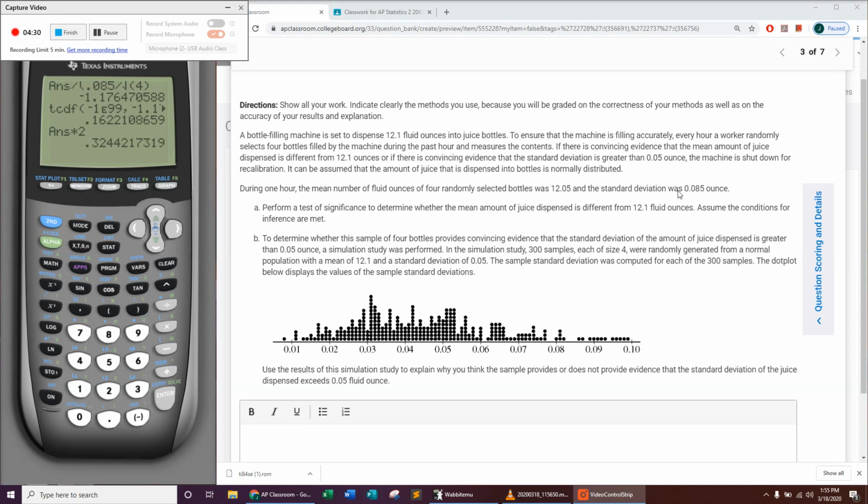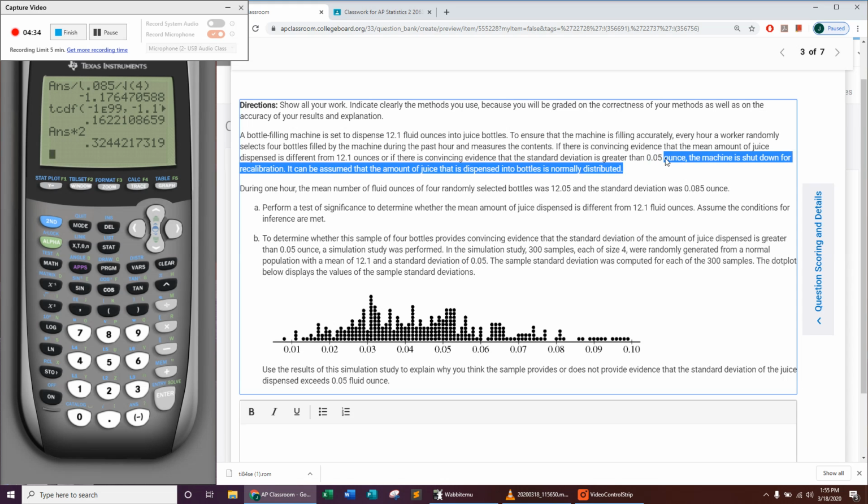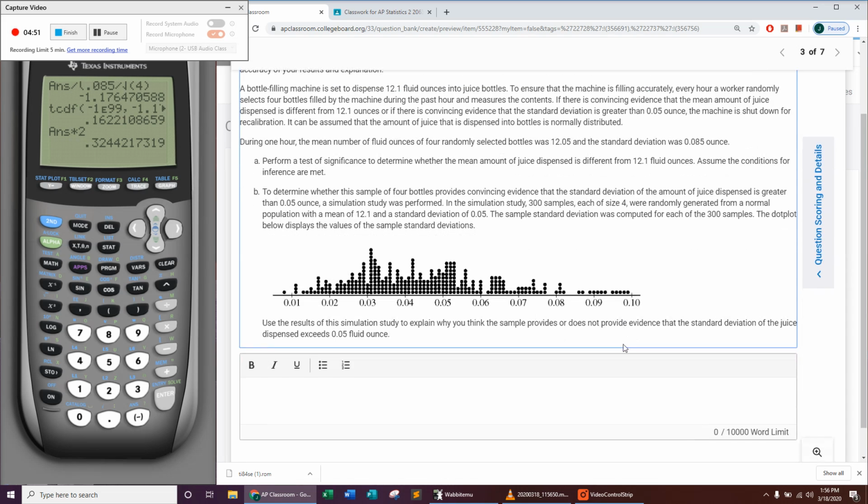So if we look back at our sample, it had a standard deviation of 0.085, higher than it's supposed to be at 0.05. So if we look at the simulated data, only a few samples were that high. 1, 2, 3, 4, 5, 6, 7, 8, 9, 10, 11, 12 out of 300 had a standard deviation as extreme as ours. 12 out of 300 is 4%. So 4% is actually lower than our significance level of 5%, which means there actually is evidence that the machine has too much variation.